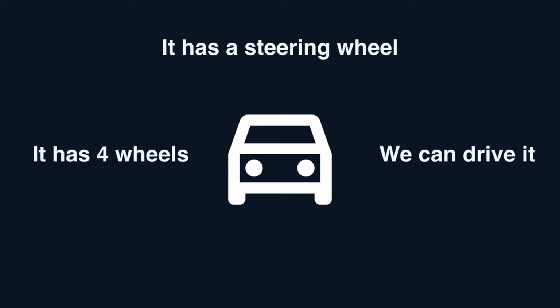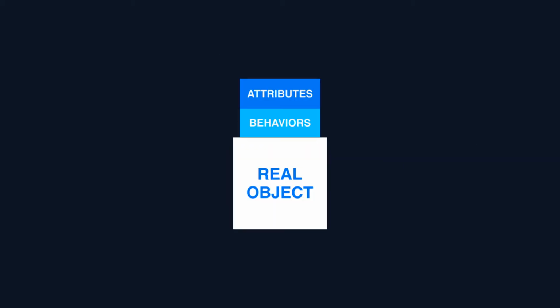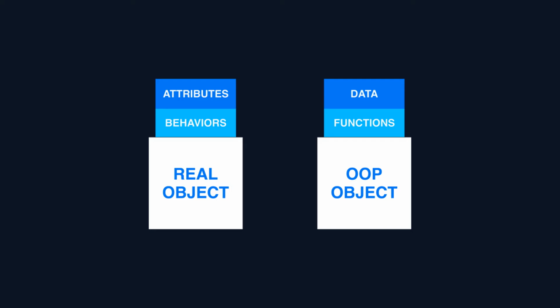I bet that your explanations would fall into two broad categories. What does it look like, and what you can do with it. And if you think about it, this is how we describe or think about almost every object we know. We usually describe its attributes and/or its behaviors. In a similar way, in object-oriented programming, an object is a container of data that represents its attributes and functions that represent its behaviors.